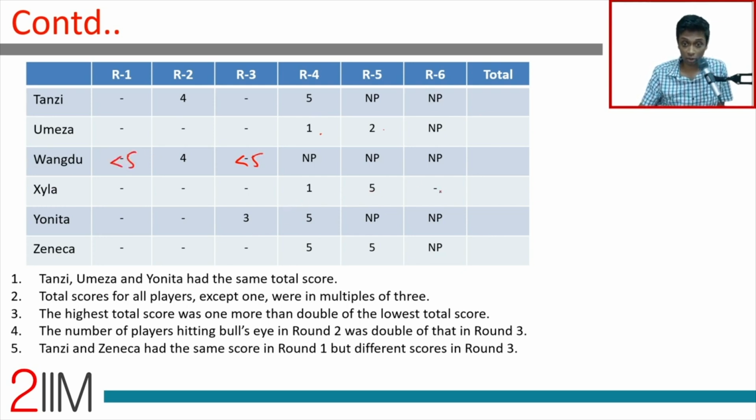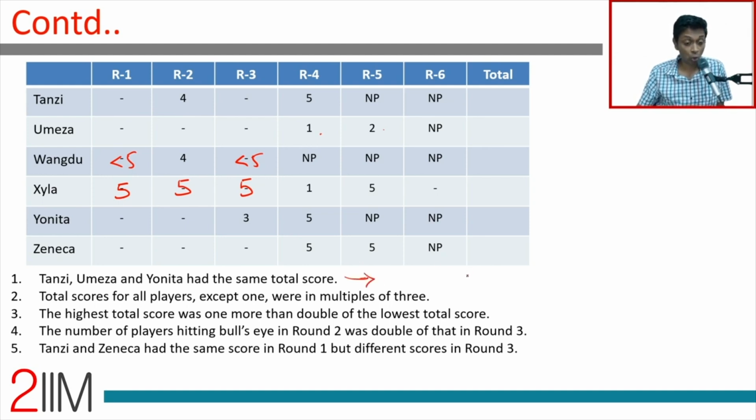Xyla had this also. She's had 3 bullseyes. Wonderful. So 5, 5, 5. Yonita had 1 bullseye. Zeneca had 2 bullseyes. 2 5s and something else. Tanzi, Umeza and Yonita had the same total score. Good. Probably not a good starting point.